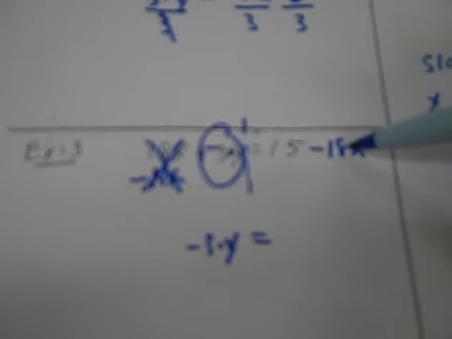Now rewrite the equation so the x comes before the constant. So over here you got negative 3 times y. You need to rewrite this so the negative 18x comes before the positive 15. So I want negative 18x first, followed by the 15.